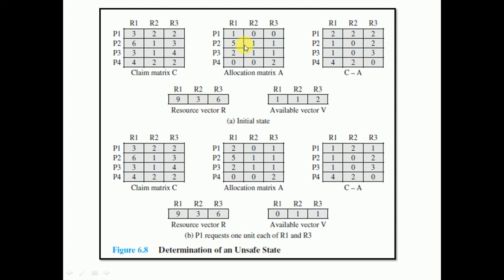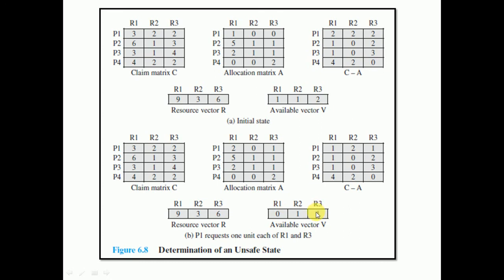This is an initial vector. During the execution it is asking for another resource. If we allocate the other resource to the process P2, then the available resource for R1 is 0.